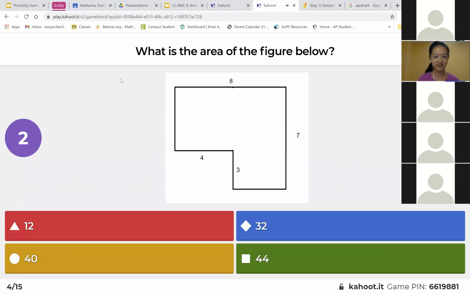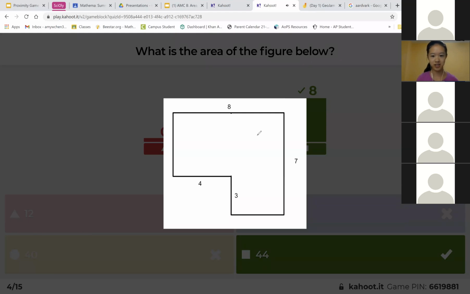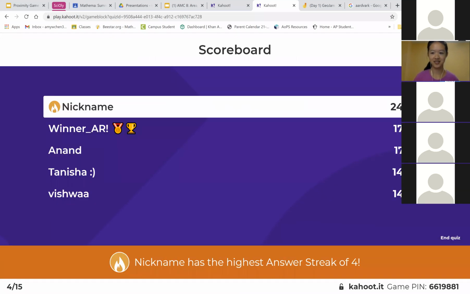How many questions are there? I think there's 15. So we may need to hurry up a little bit. Basically, you split this into two rectangles. We can do like 56 minus 12. Oh yeah, or you could do that. You could split this into 2 rectangles and do that, or you could do 56 and then subtract this. I actually didn't think of that. Nice. Okay, nickname is still in first place.